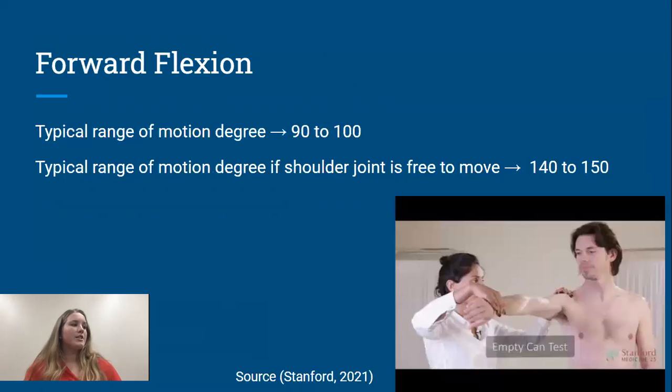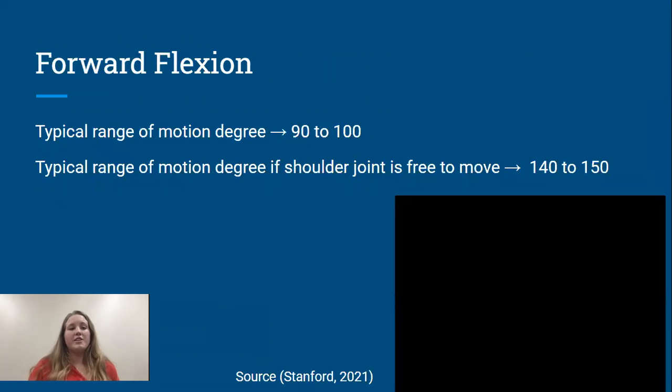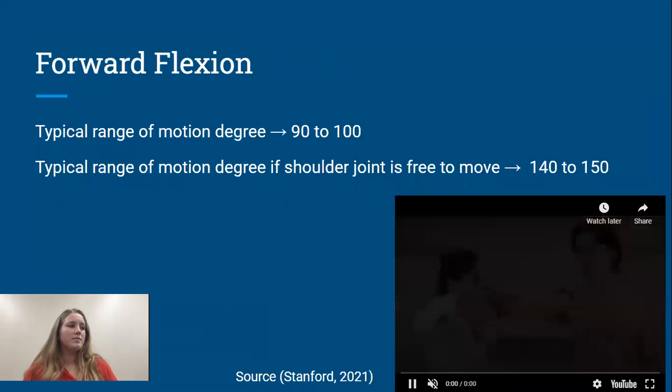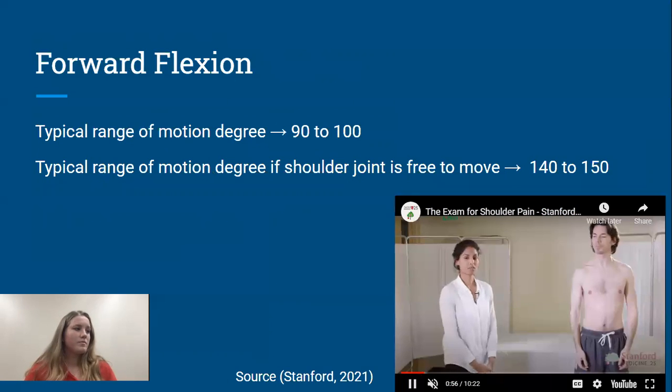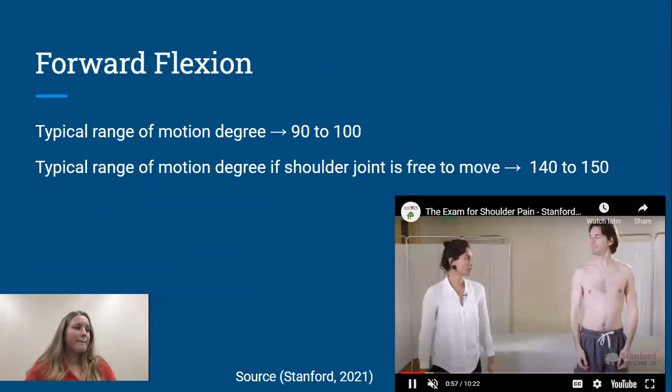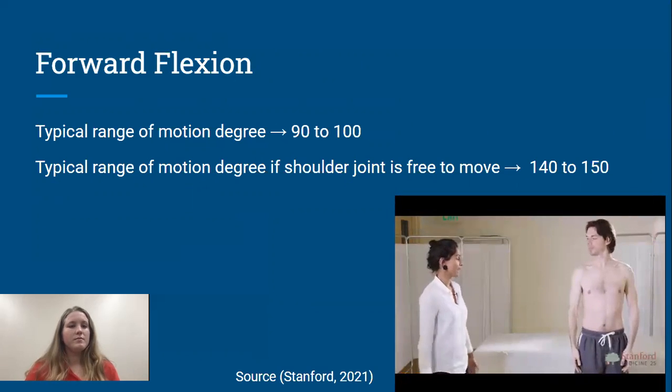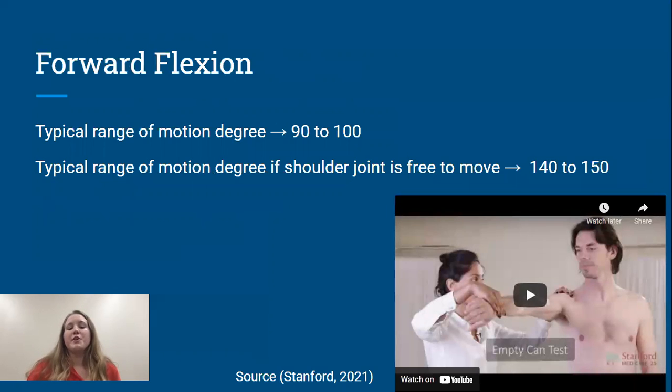First, I would like to show you what forward flexion is. Here's a video to properly show you what forward flexion is. You're going to have your patient start with their arms by their sides, and you'll ask them to raise it fully straight in front of them as high as they can go, with their thumbs pointing upwards. This test will be moving the humerus straight anteriorly.